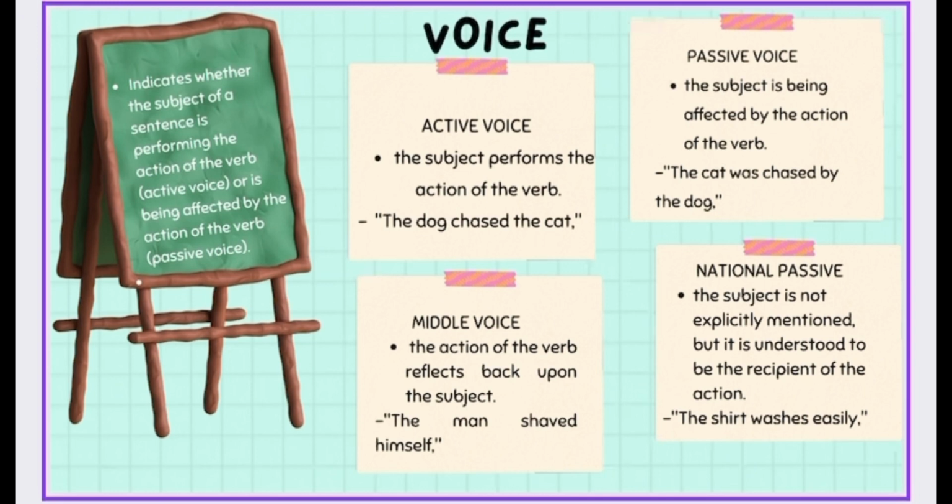Notional passive is a construction that is active in form but passive in meaning. In a notional passive sentence, the subject is not explicitly mentioned, but it's understood to be the recipient of the action. For example, the shirt washes easily. The shirt is understood to be the recipient of the action of being washed.